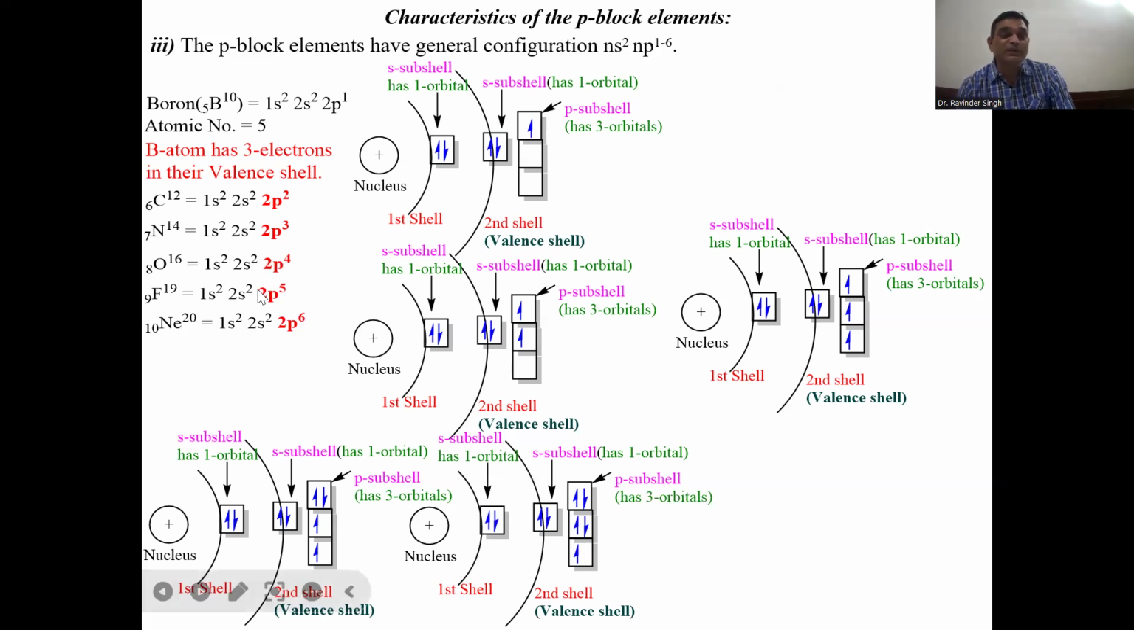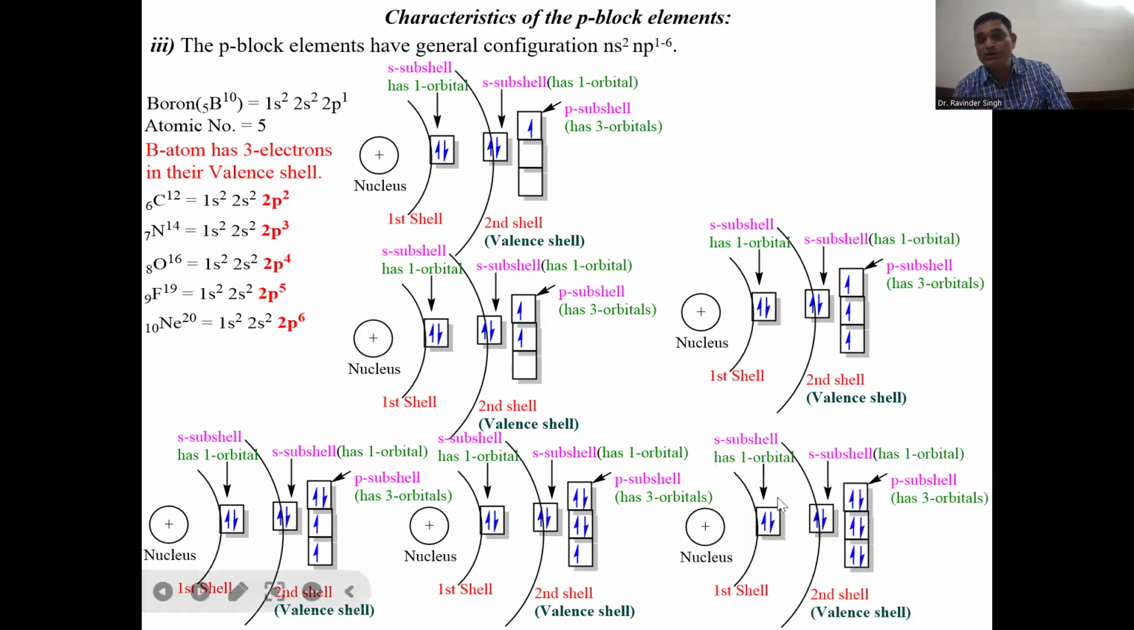And the next element is neon. Moving left to right in the second period, the next element is neon. In the neon, all electrons are present in the paired state. All are lone pairs. There are 4 lone pairs. The configuration of neon, atomic number 10, is 1s2, 2s2, 2p6.